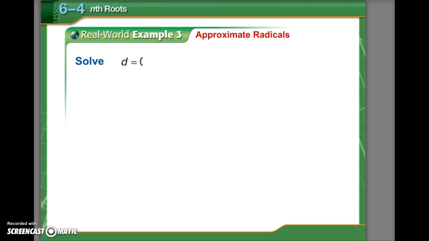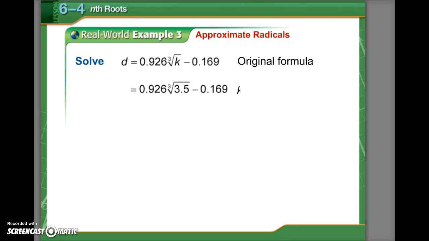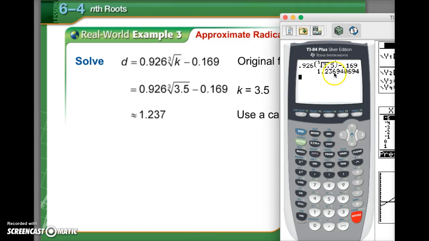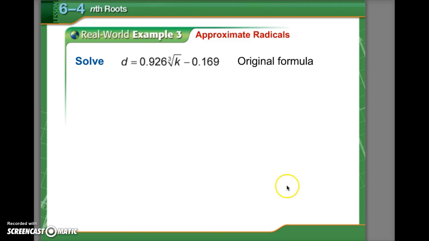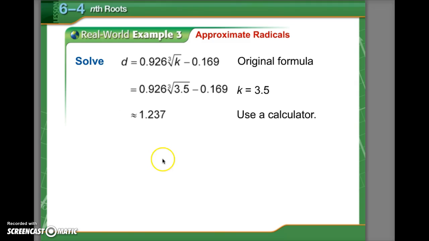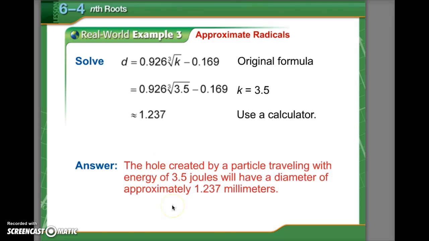Let's see what they say on the next screen. We had 1.2369, and they rounded that to 1.237. I guess that's our answer there. So I think they're going to throw up their final solution on this page. So the final answer, what you're going to say, is the hole created by a particle traveling with energy of 3.5 joules will have a diameter of approximately 1.237 millimeters.